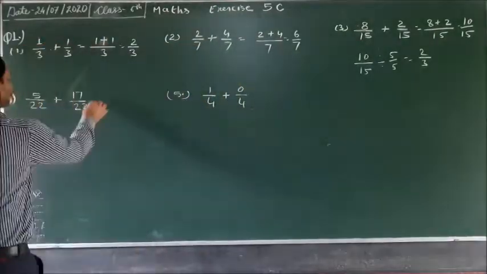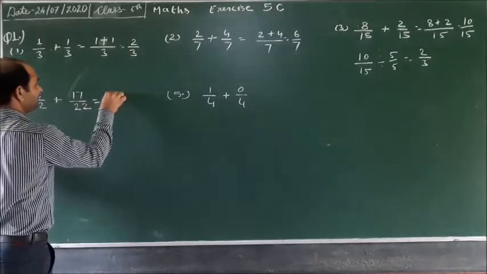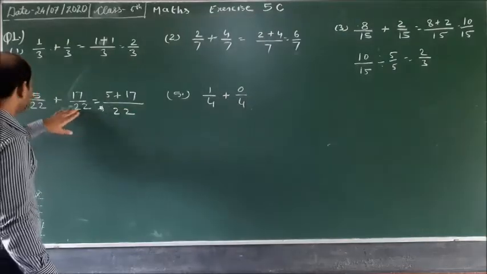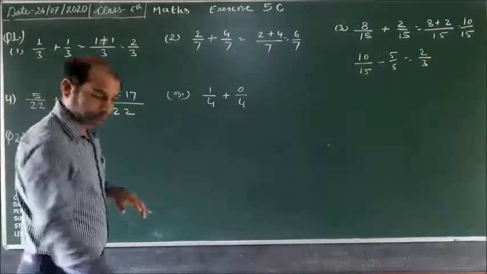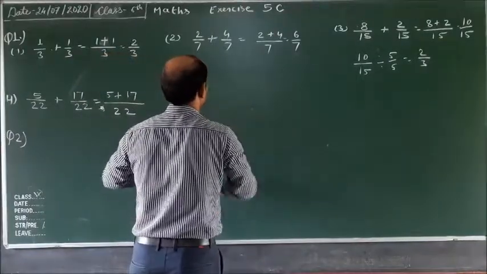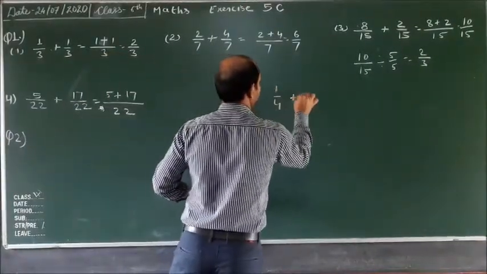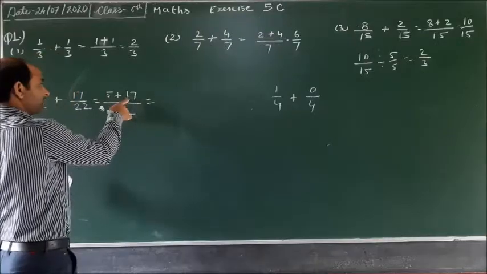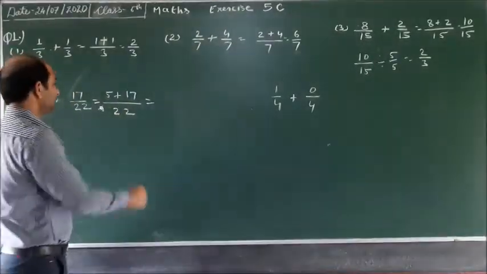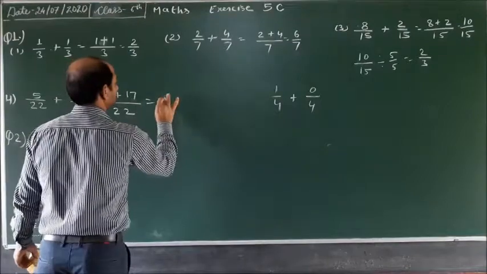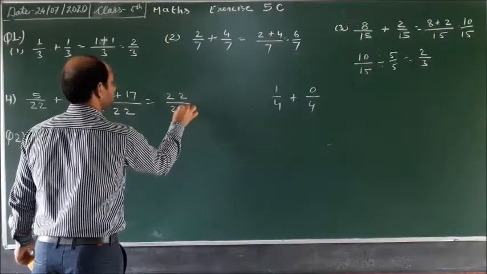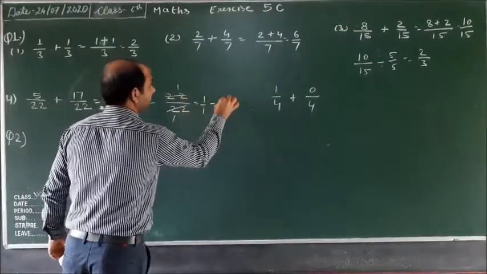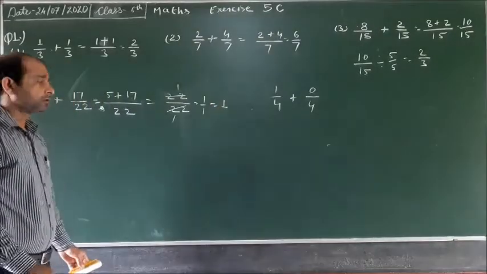So dear children, now the next question, 5 plus 17 over 22. 22 is your LCM because denominators are equal. So now 17 plus 5 equals 22/22, and that equals 1/1, equals 1. This is your answer. Okay.